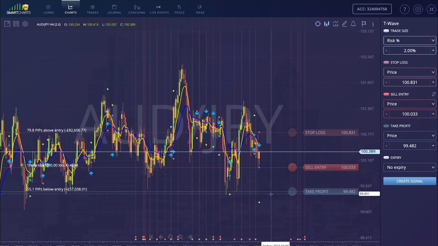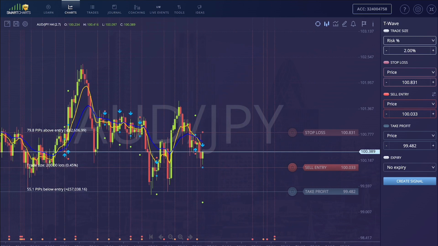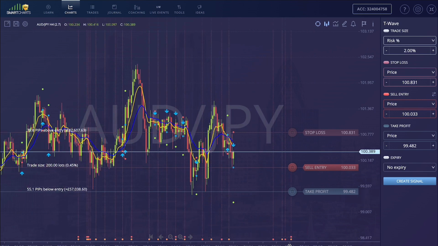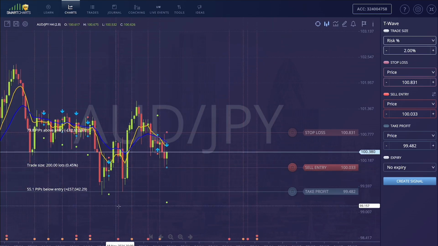So it's getting inside that, and you're looking to pull that little 55 pip move here. Yes, you're risking 79 pips up here. If she reverses, well, yeah, okay, fine. But you'll have already broken through this clear point here, which means you're looking for this little run down, which is visited many, many times before.